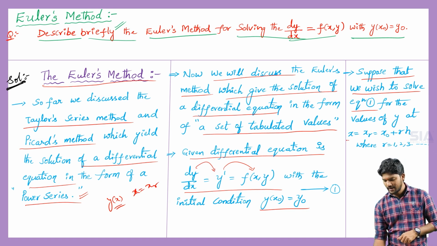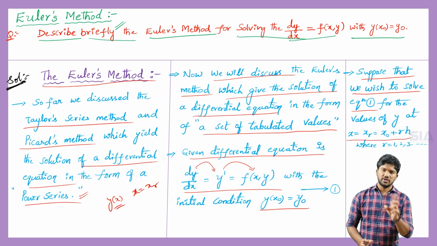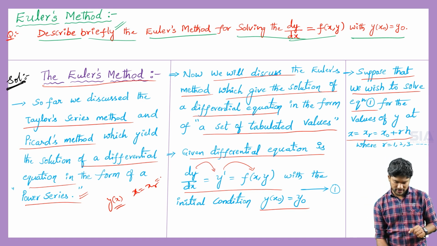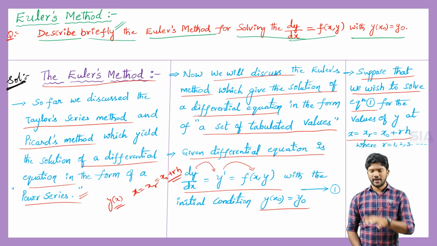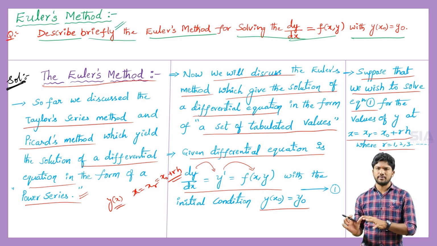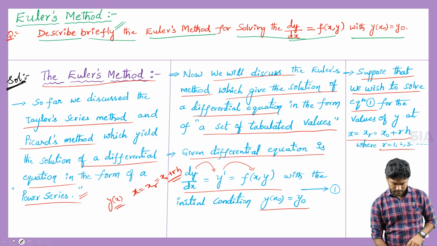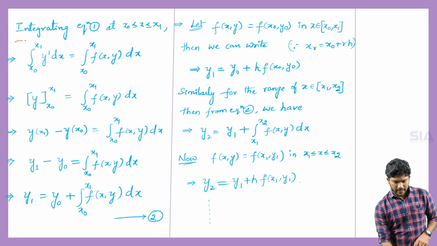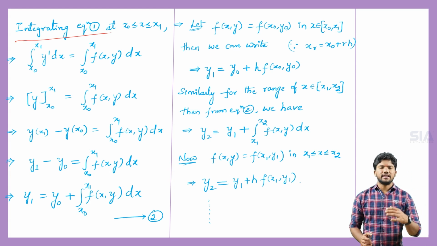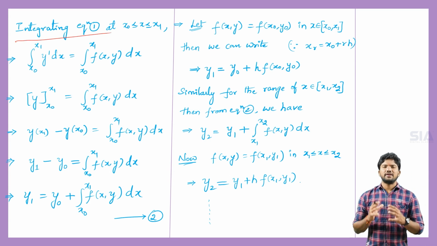Small x is equal to x suffix r. You know very well the formula x suffix r is equal to x naught plus r into h, where r is equal to 1, 2, 3 and so on. Okay, so integrating equation number 1 at x naught less than x less than or equal to x1.